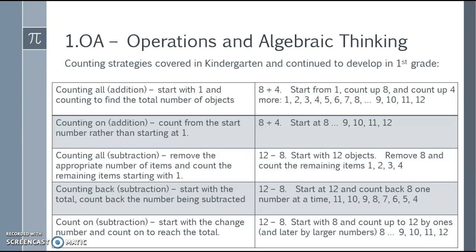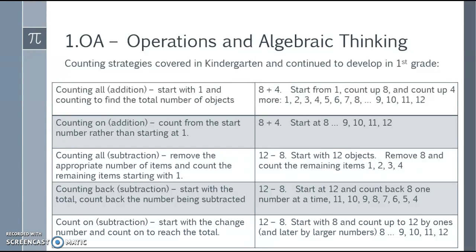So if I had 8 plus 4, we would start from 1, count up to 8. 1, 2, 3, 4, 5, 6, 7, 8, and count up 4 more, which typically is done with our fingers or using physical objects. So 9, 10, 11, 12. The counting on version, we count from the start number rather than starting at 1. So the same number combination, 8 plus 4, we would start at 8 and then count with our fingers 4 more, 9, 10, 11, 12.